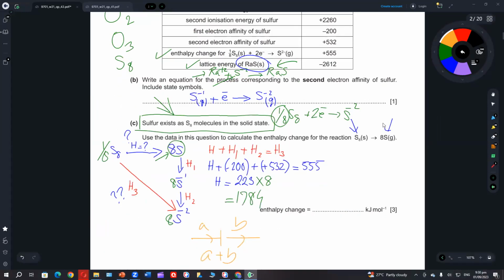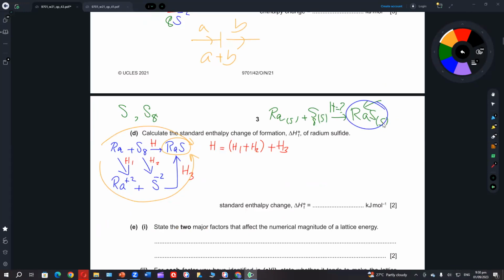Can you put the values? Yes. It will be 1619 plus 555 plus minus 2612. It's giving minus 438.